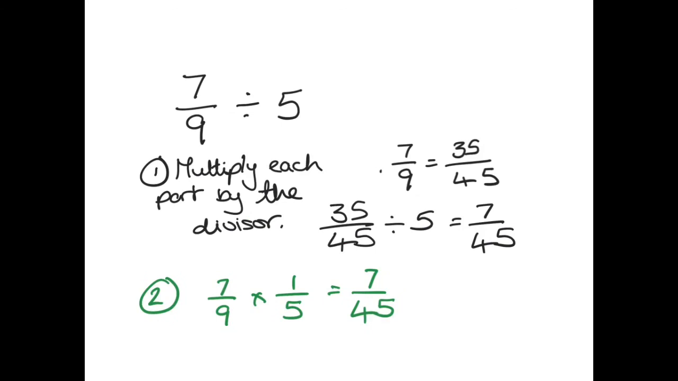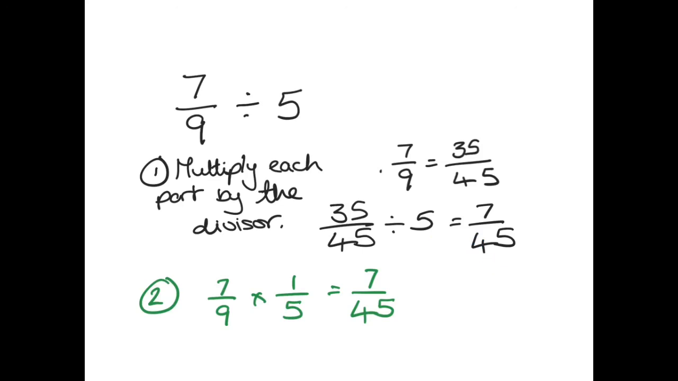Last example, 7/9 divided by 5. I want an equivalent fraction, which is where both parts are divisible by 5. So I multiply both parts by 5. So 7 multiplied by 5 is 35. 9 multiplied by 5 is 45. 35 over 45 divided by 5. 35 divided by 5 is 7. So 35 over 45 divided by 5 is 7 over 45.